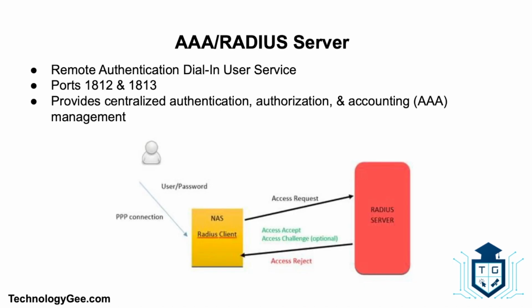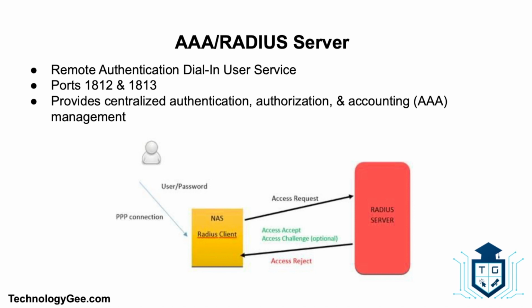Next, we have a AAA RADIUS server, so Remote Authentication Dial-In User Service. This is a network protocol operating on ports 1812 and 1813 that provides centralized authentication, authorization, and accounting management for users who connect and use a network service.